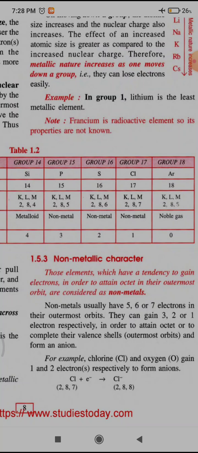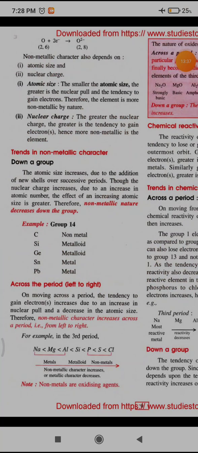Okay. So now just for few seconds you pause the video and try to say yourself the variation of non-metallic character across a period and down a group. I hope everyone will be able to answer this. So see here also atomic size and nuclear charge is given. You read that one on your own. So see the trends or the variation of non-metallic character.